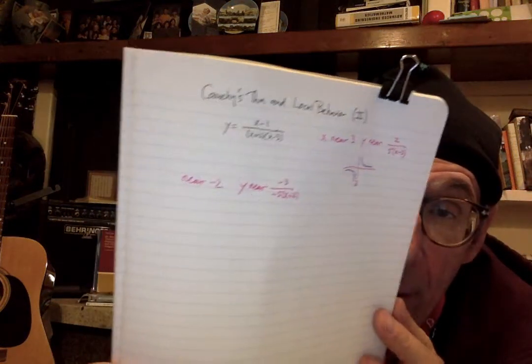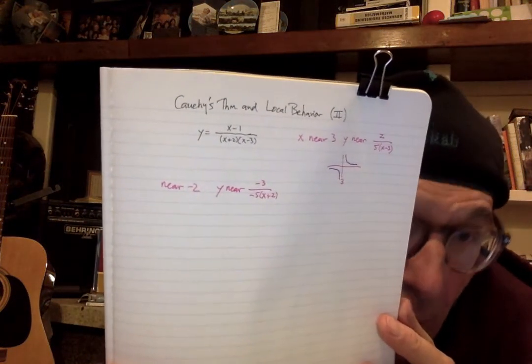And if we do the same kind of thing at 2, oh, I'm sorry, we don't want to do it at 2. We can do it at 2, but you're not going to find anything interesting. If you do it near minus 2, one of the places where the function is not defined, then what you find is that y is near, I'm just going to do this in my head, on top minus 3, and on bottom minus 5 times x plus 2. So again, that's another stretched and shifted y equals 1 over x graph. So we know what that looks like.